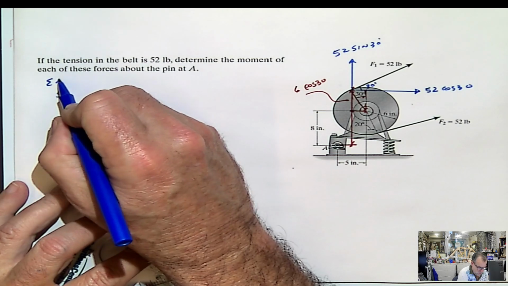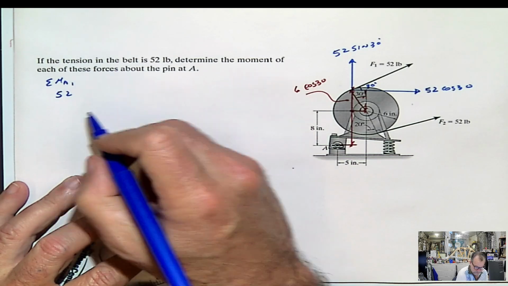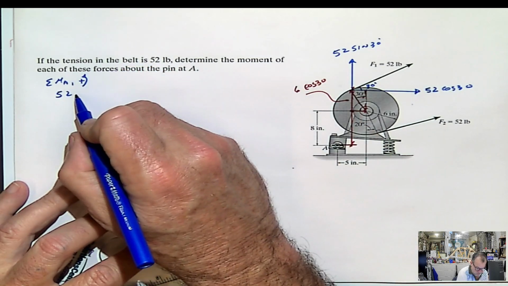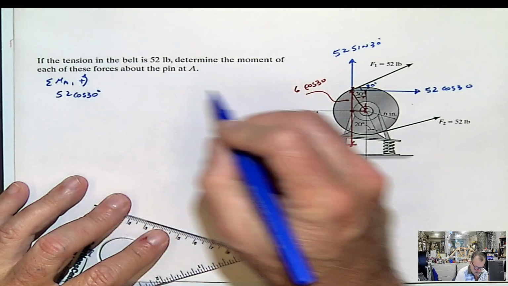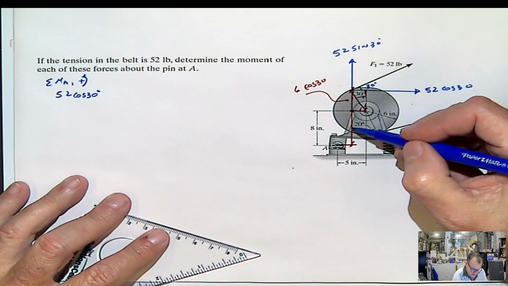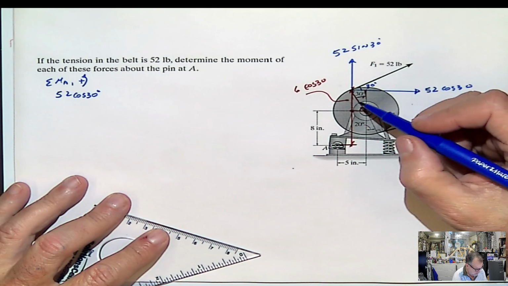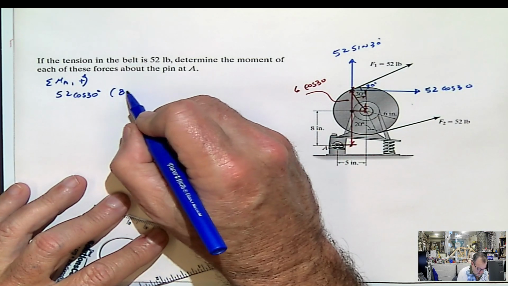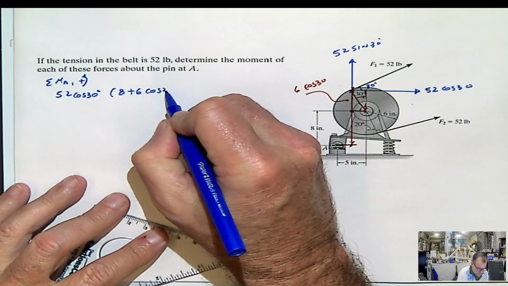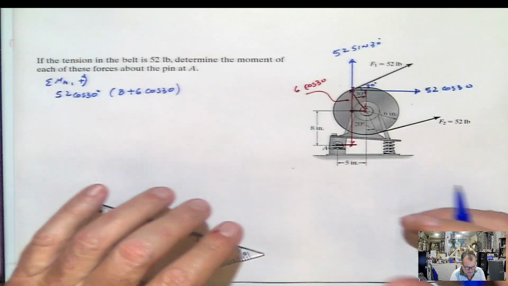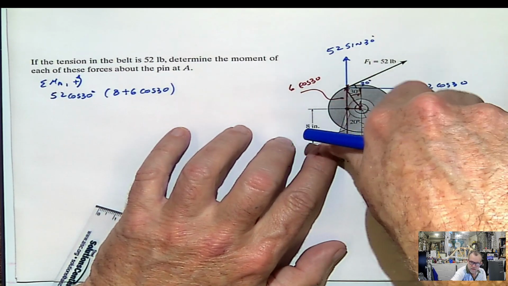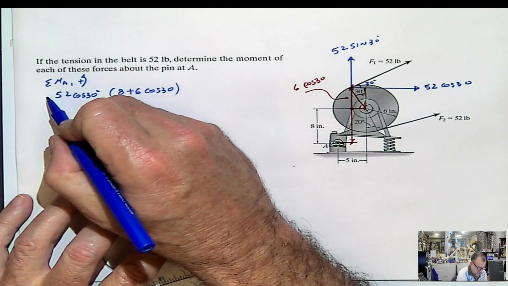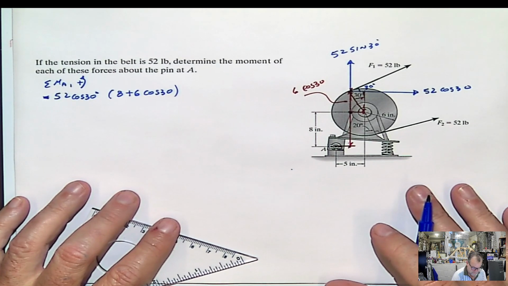Now, if we want to copy that, at least that force, horizontal force, 52, let's say for the force 1, summation of moments at A due to the force 1, to this force. 52 cosine, I'm going to say this is positive. 52 cosine 30, that's going to be our force. Now, how much is the distance from here to there? The distance is going to be 8 plus 6 cosine 30 degrees. In what direction? Well, if I apply the force like that, it's going to be clockwise, meaning if counterclockwise is positive, this will be negative.